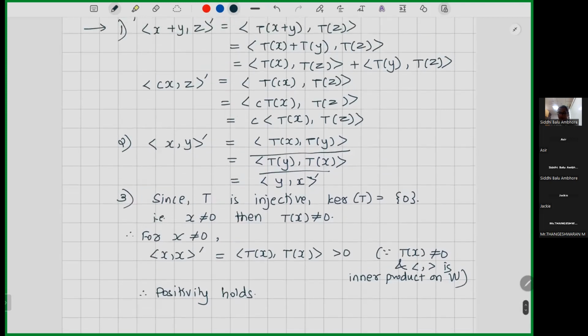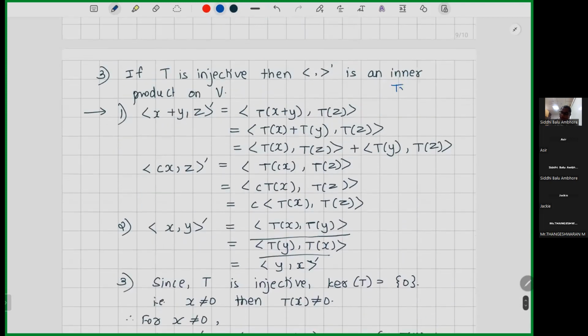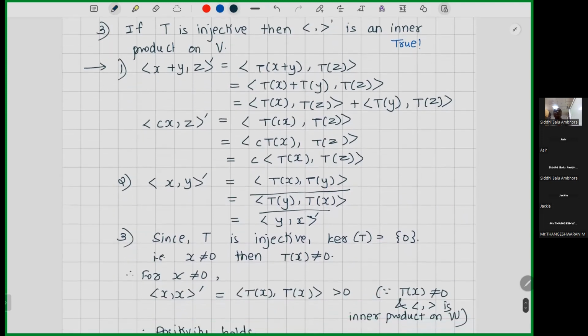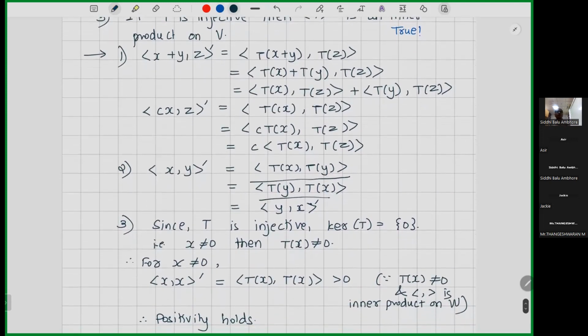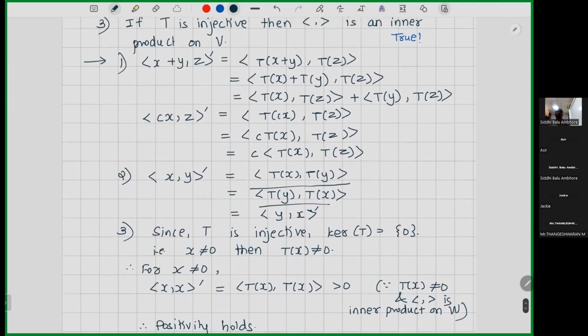Is there any doubt here? So that's why this forms an inner product. Injectivity guarantees us that T being injective guarantees that this forms an inner product on V. Any doubts here?